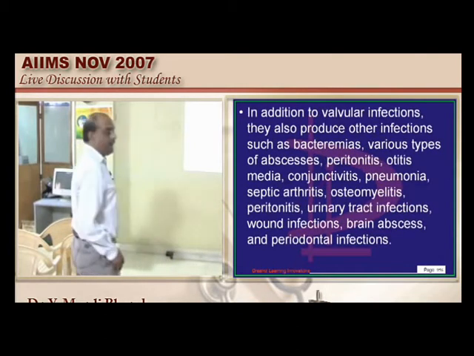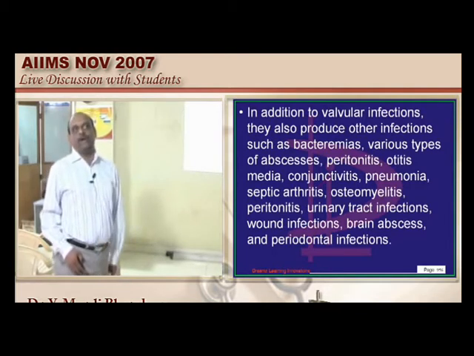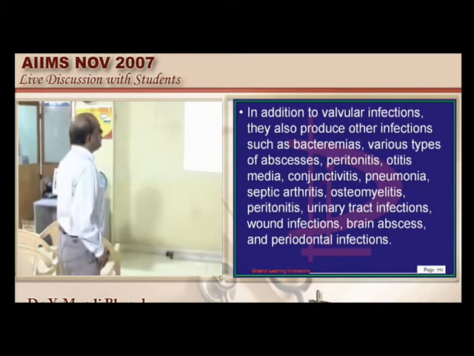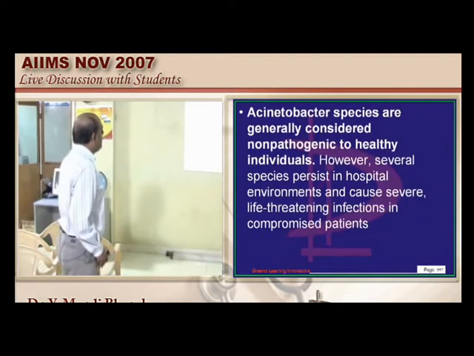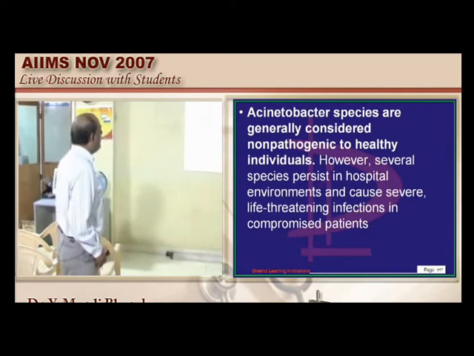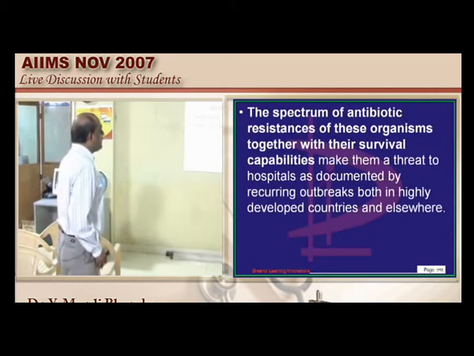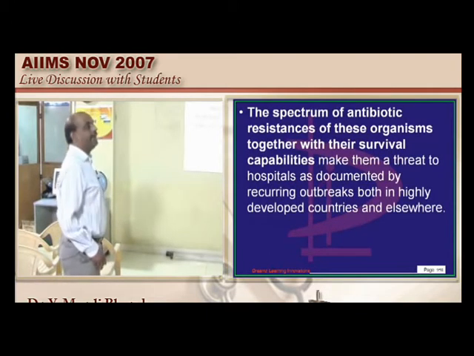So abscesses, peritonitis, otitis media, septic arthritis, osteomyelitis, other than infective endocarditis, they can all also be caused by the so-called HACEK group. Now who is the odd man out here? Acinetobacter is not the A in the HACEK. Who is the A in the HACEK? Actinobacillus actinomycetemcomitans is the A in the HACEK group.